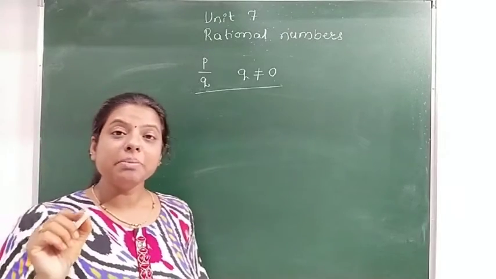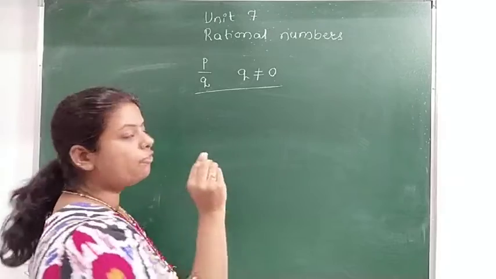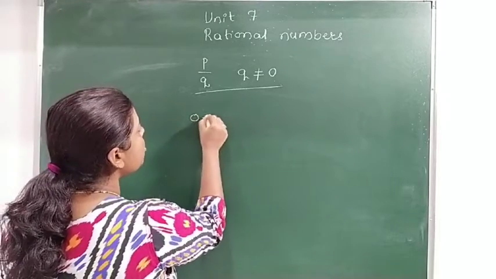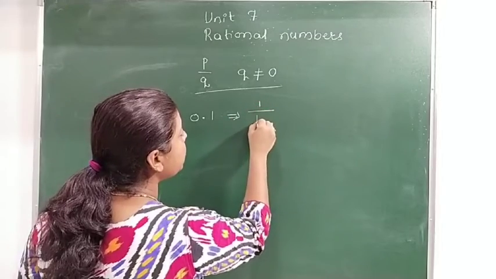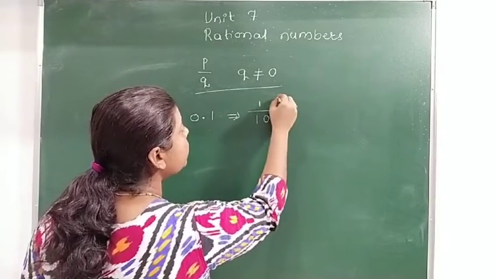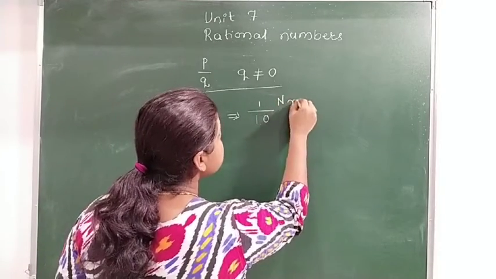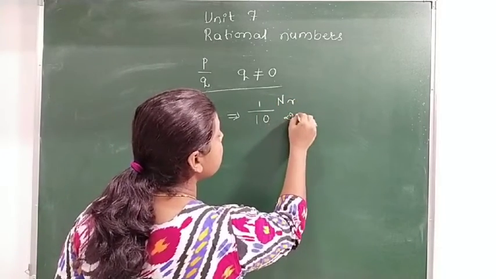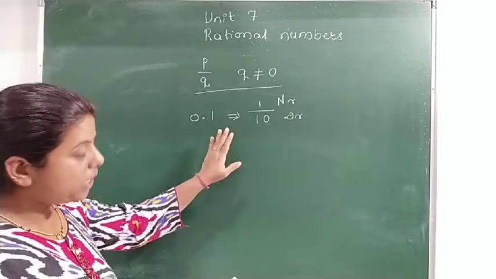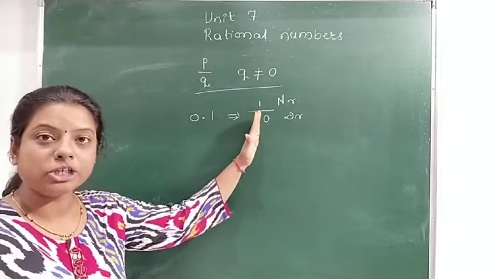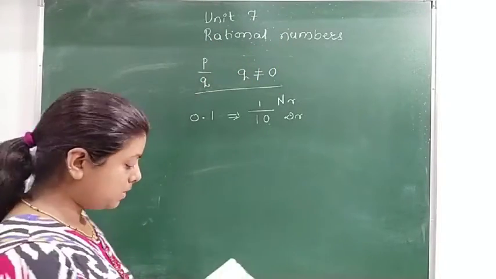Now, a rational number is a number that can be written as a simple fraction. See here, 0.1, this we write in the form of 1 by 10. Here this 1 we call the numerator, and this 10 we call the denominator. This simple fraction written in the form of a ratio, that we call a rational number.